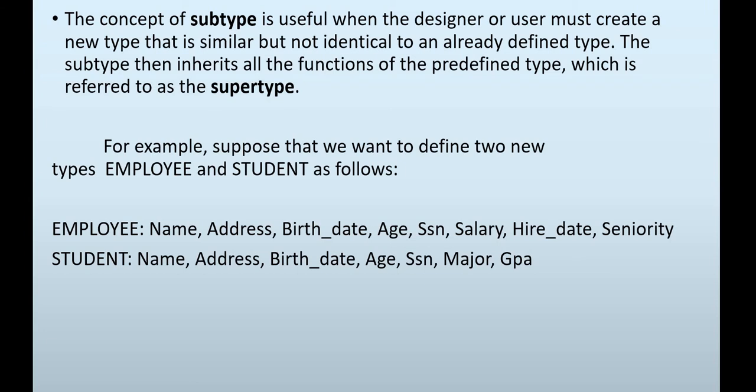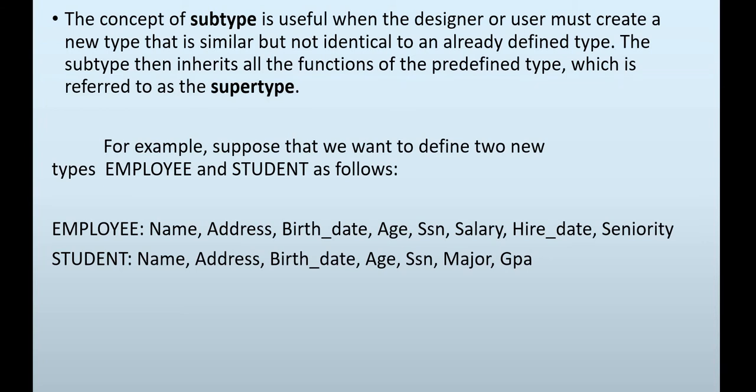Alright, okay, let's see the following example. Here we have two new types, that is employee and student. Here employee will have these following functions: the name, address, birth date, age, SSN, salary, hire date, seniority, and a student will have these following functions: name, address, birth date, age, SSN, major, and GPA.